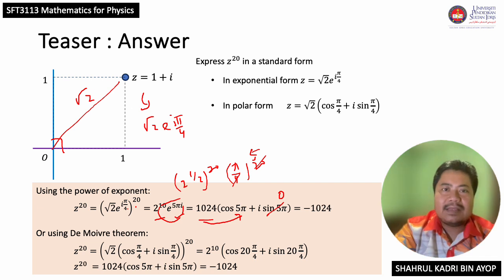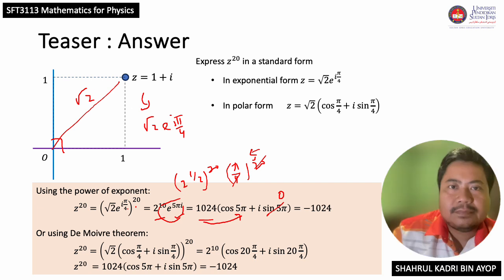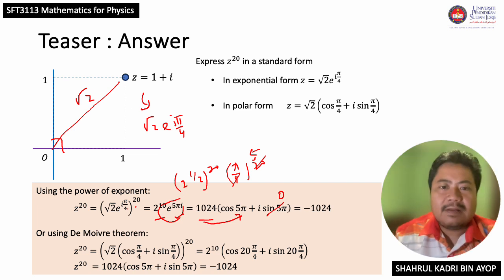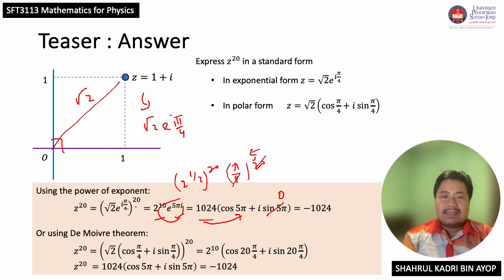Cos 5 pi is negative 1, correct? So we get minus 1024.